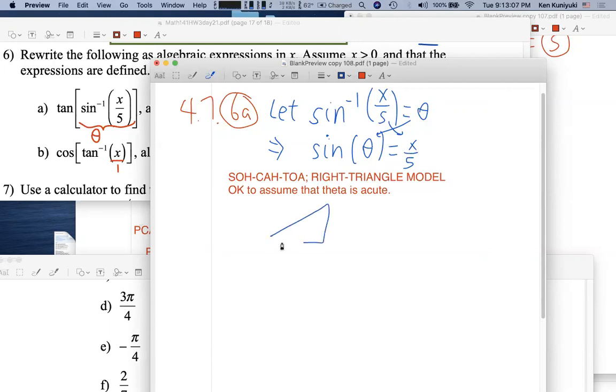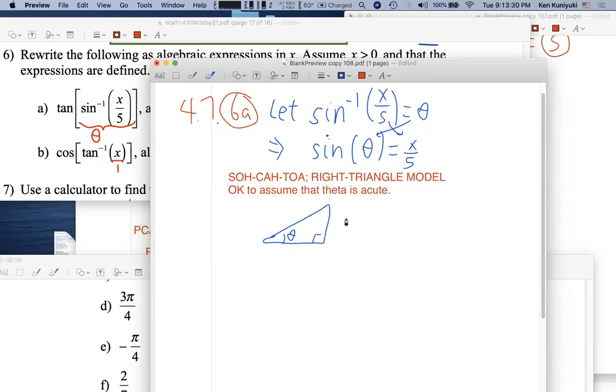Model a right triangle. I'll put theta here, although if you wish, you could put theta there. If you put theta there, though, please mark it, because otherwise I assume that theta is here. Either way, you should label which acute angle is theta. All right, SOHCAHTOA. Let's model a triangle so that this is true.